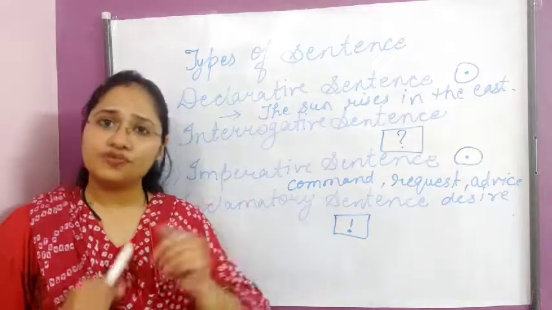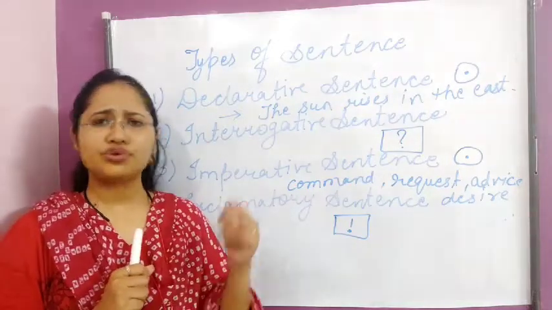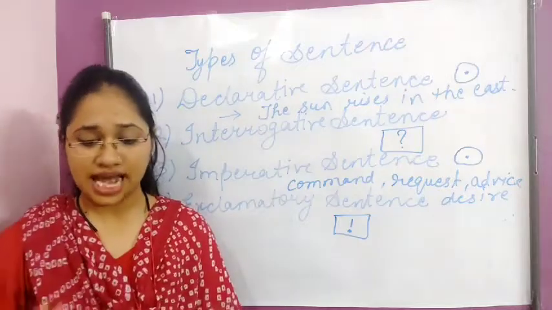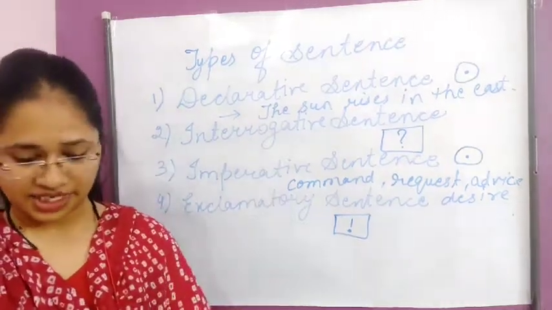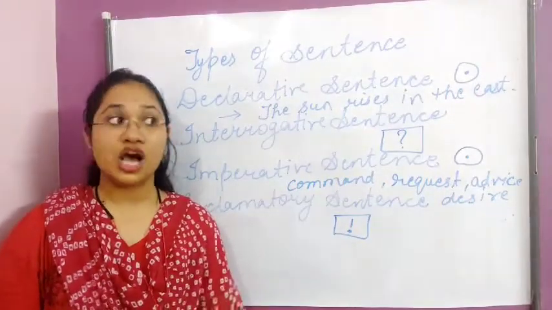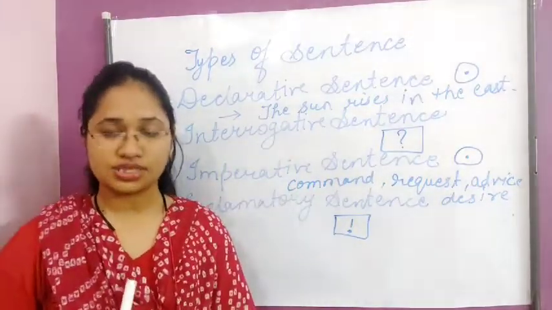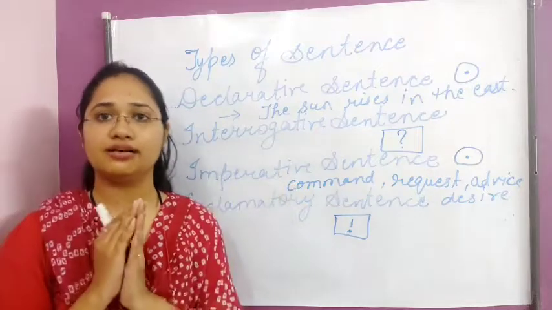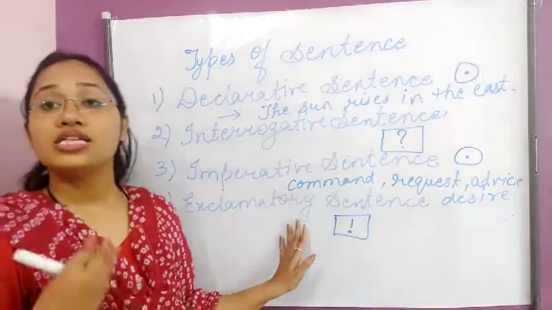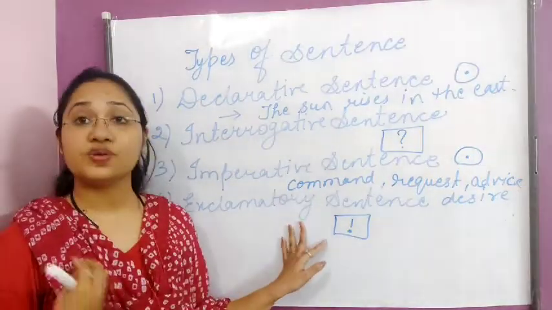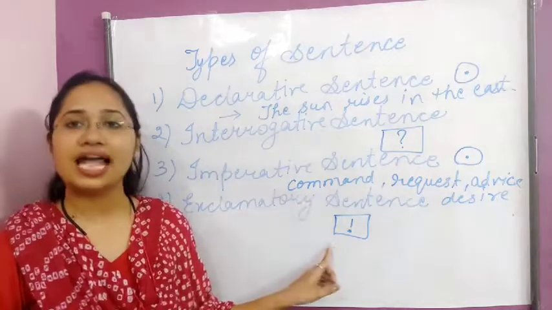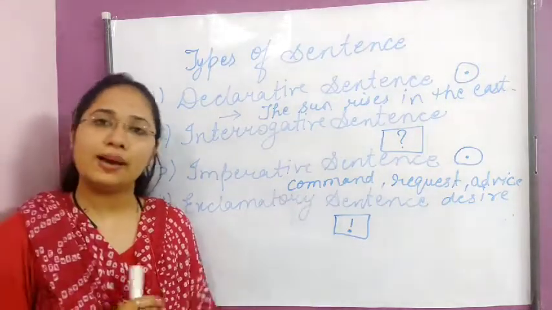Like, what a beautiful picture this is! How rude you are! These are the words that show some emotions, and that is called an exclamatory sentence. Like, how beautiful the place is, how beautiful the scenery is, what a pleasant weather. These are sentences that show sudden or strong feelings, and that is called an exclamatory sentence and ends with the exclamation mark.